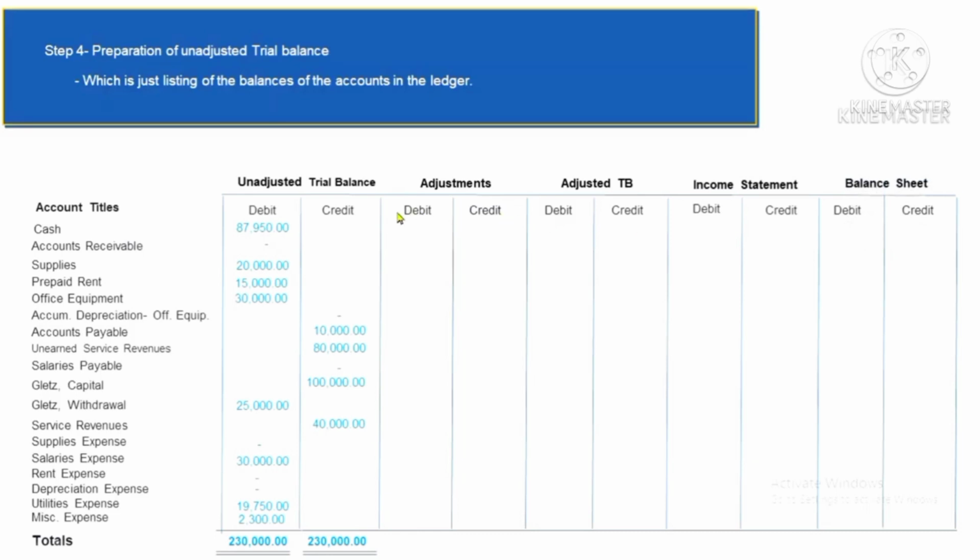Other parts of the worksheet are the company's name in the center, as well as the word worksheet under it, and of course the date. To complete this, you just need to fill up the adjustments columns, and that would be on the next episode.